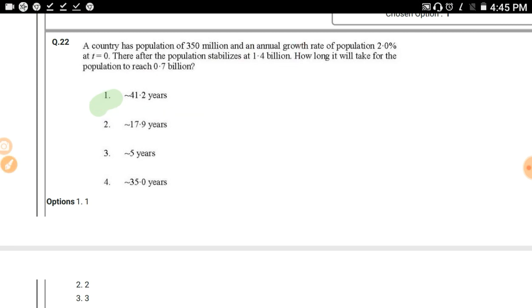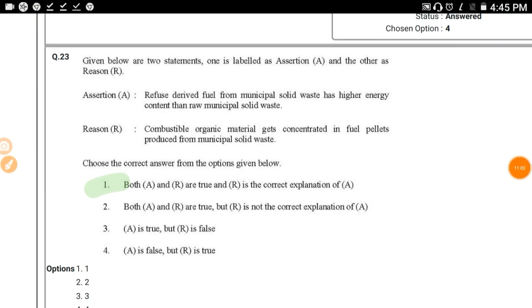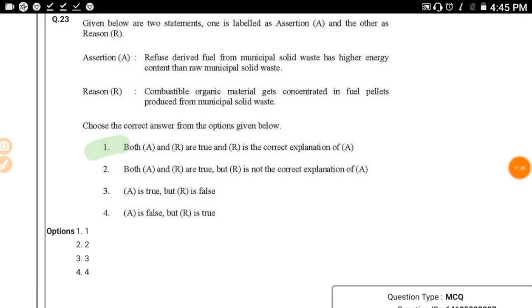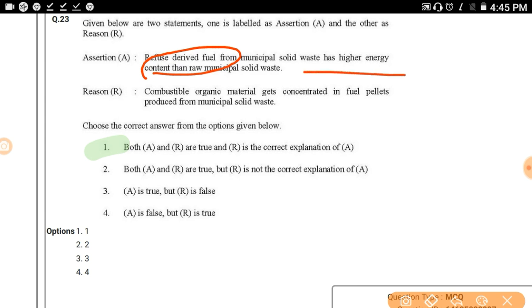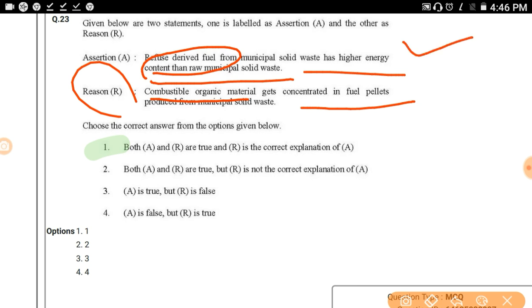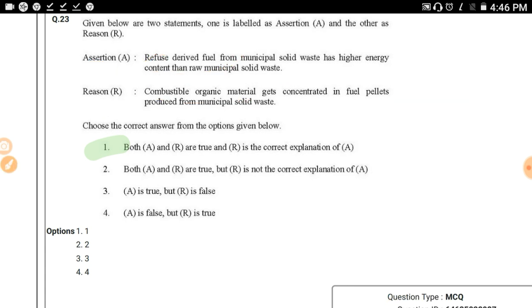Next question, given below are two assertion and reason statements. The first assertion is: refuse derived fuel from municipal solid waste has higher energy content than raw municipal solid waste. And the reason is: combustible organic material gets concentrated in fuel pellets produced from municipal solid waste. So both assertion and reason are true, and R is the correct explanation of A. So our right answer is 1.